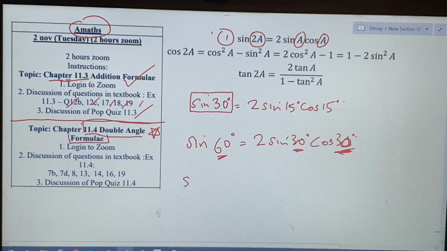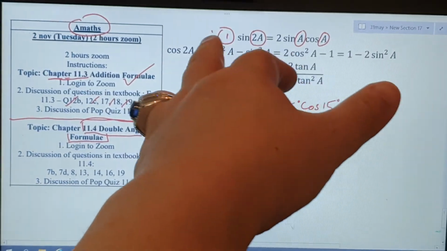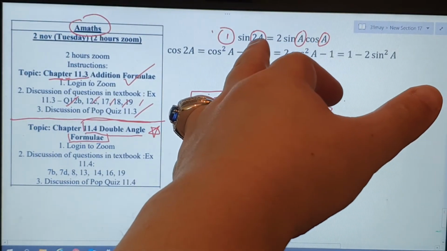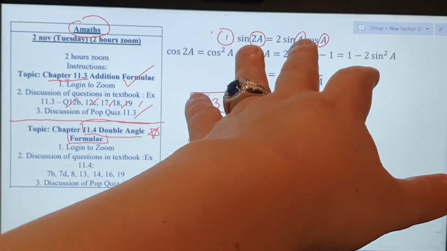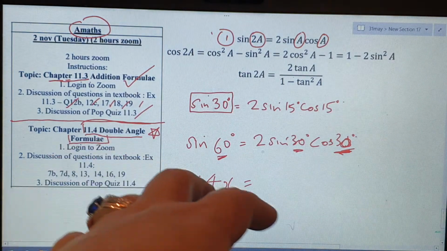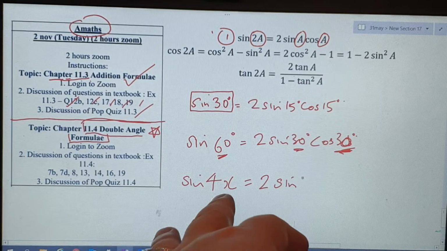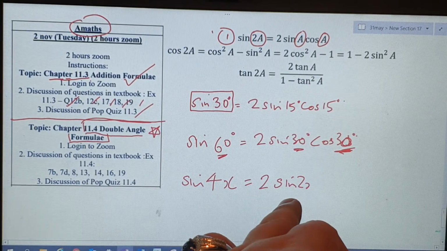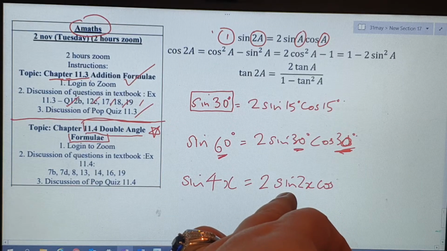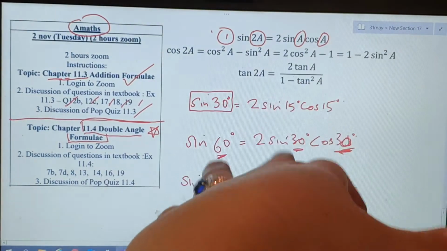So for example, they say sine 4x. Down here there's only 2, there's no 4 here. So that's the power or flexibility of this formula. You can write it as 2 sine half of this, so it'll be 2x, and then half of this, so it'll be cos 2x. That is the usefulness of this double angle formula.